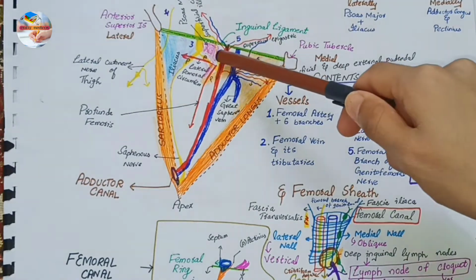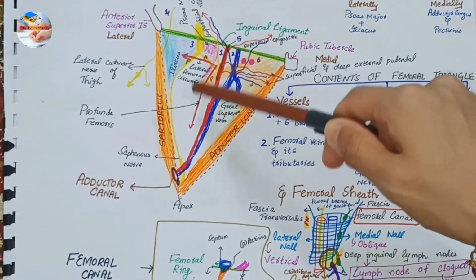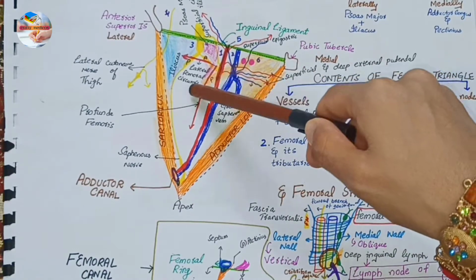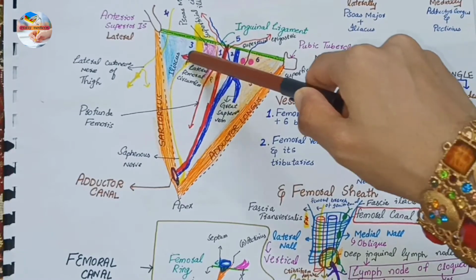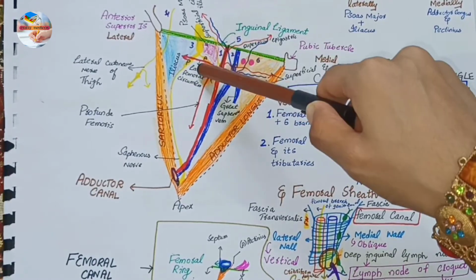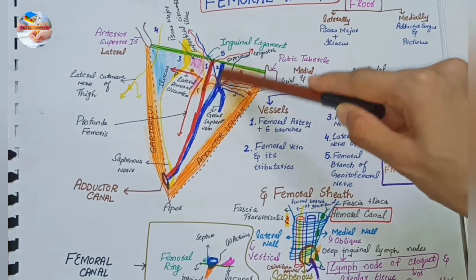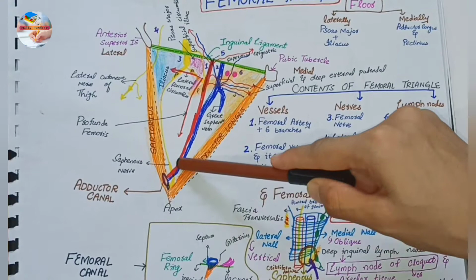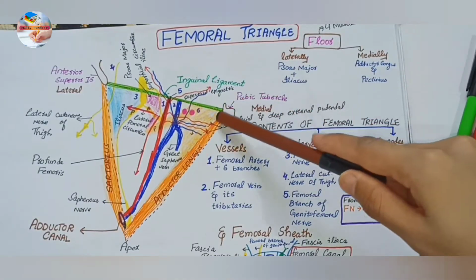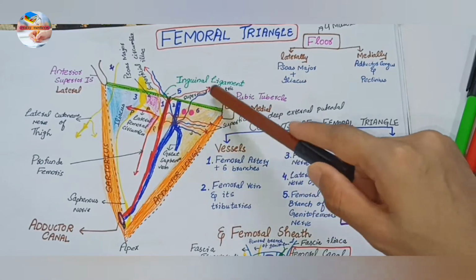Three deep branches are the profunda femoris artery, the deep external pudendal artery, and several muscular branches. The lateral circumflex femoral artery is a branch of the profunda femoris artery that passes between the two divisions of the femoral nerve. Femoral vein accompanies the femoral artery. It is medial to the artery at the base of the triangle, whereas it becomes posteromedial to the artery at the apex.